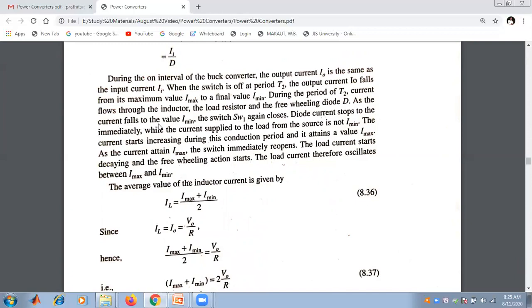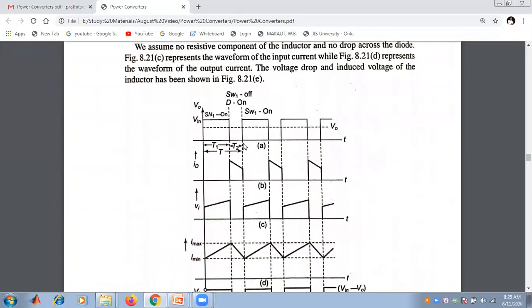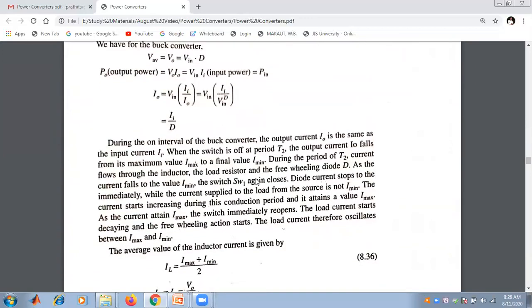It means that the switch is closed again. The diode current stops immediately, as is known to us, while the current supplies the load from the source from I min. When the switch is closed again, the diode current falls and goes to zero value. It's clearly seen from the graph.